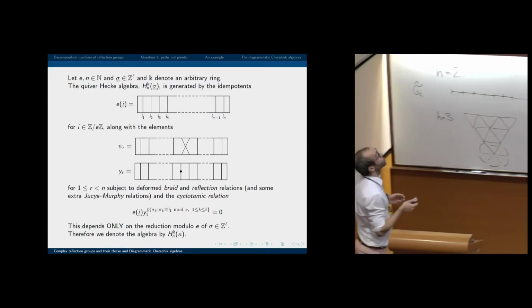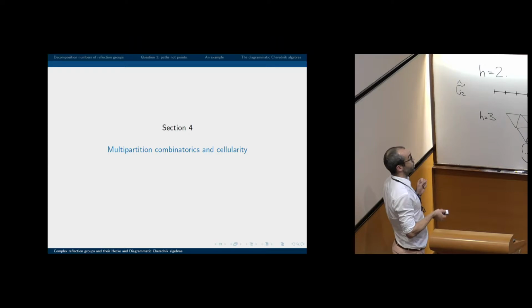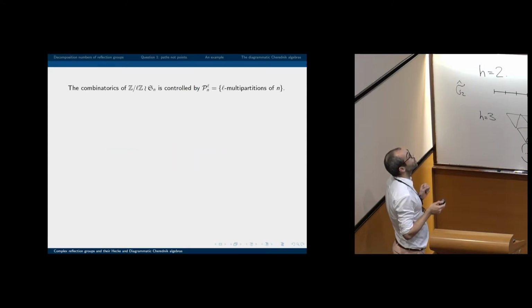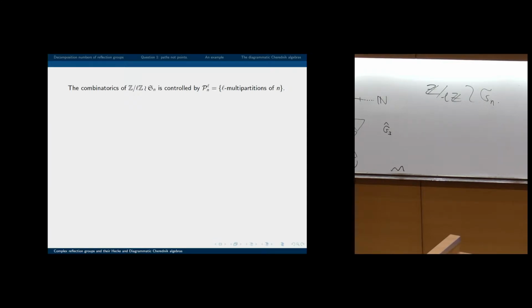So let's see if I've put the right slides on here. This Hecke algebra only depends on sigma modulo E, but what if we had some more information there? The combinatorics of this guy and all its Ariki-Koike algebras, all its deformations, is controlled by the set of L-multipartitions of n. For example, here is a 3-multipartition of 19, because I've got 1, 2, 3 partitions, and when I add up all the boxes, I get 19.